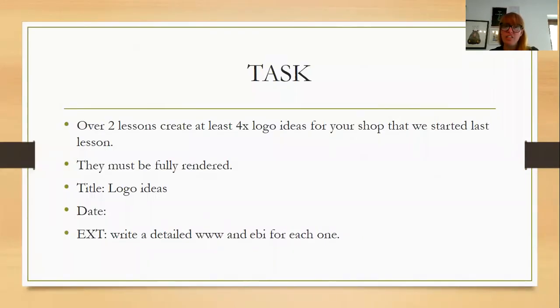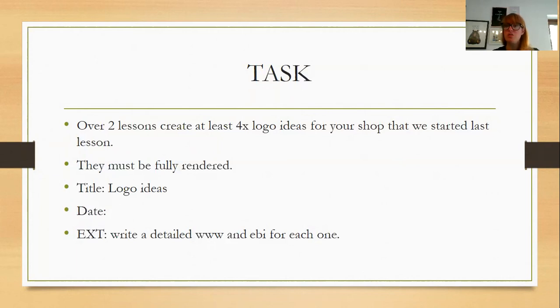So on the next screen is a list of what you need to do to complete this task. So over 2 lessons, you need to create at least 4 logo ideas for your shop. As you can see from the previous examples, one person did 4 and the other person did 6. And then they must be fully rendered. So can anyone remember what rendered means? Coloured in. And then it needs a title, so logo ideas.